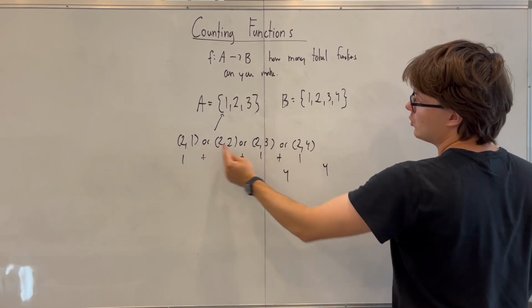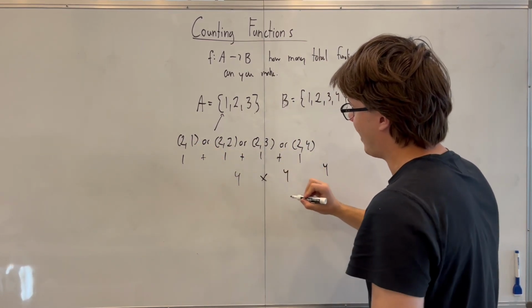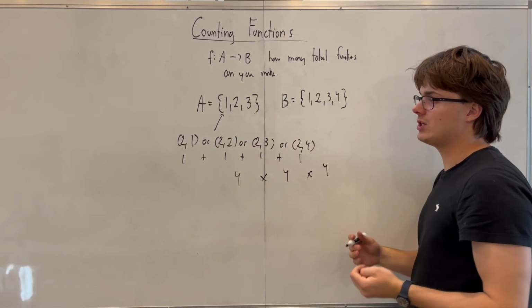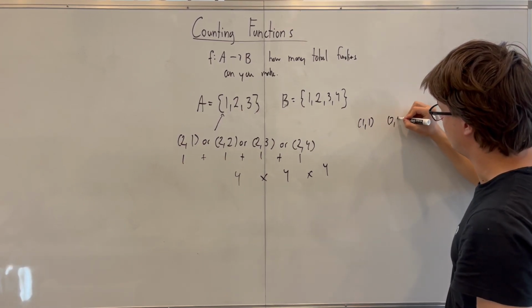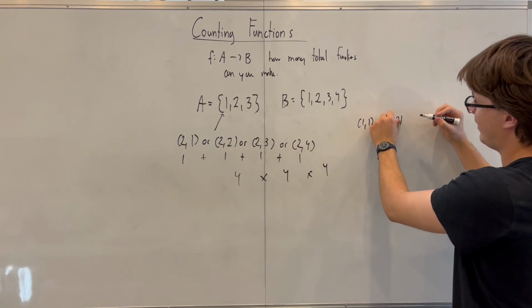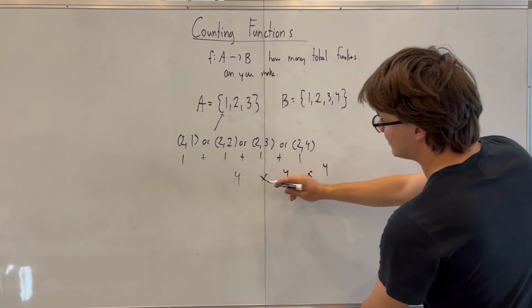And we find that 2 can only be mapped in 4 different ways, and similarly for 3, and we know that they are independent of each other. Mapping a 1, a 2, and a 3, they don't care. You can map 1 to 1 and 2 to 1, and they don't affect each other. Or you can map 2 to something else. That's not going to affect what 1 maps to, right? So because they are independent, it's a multiplication.